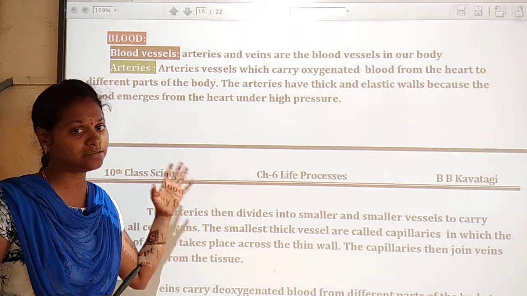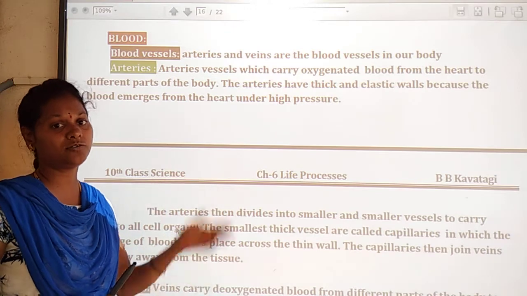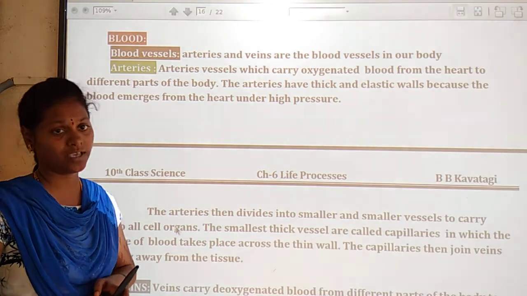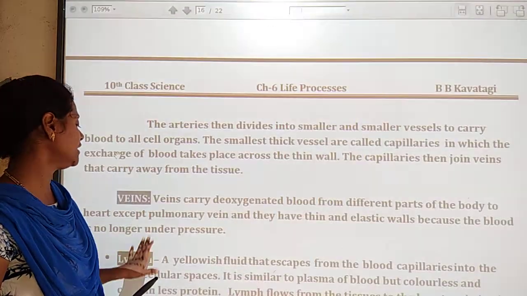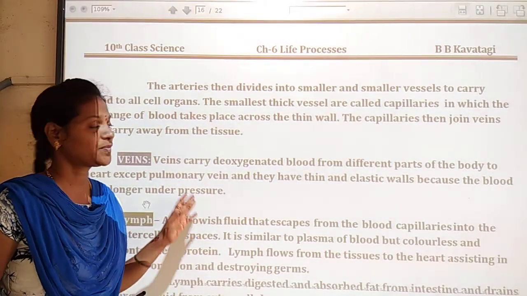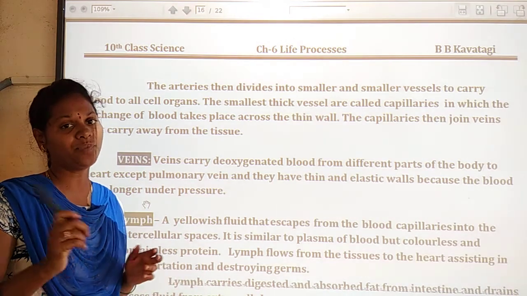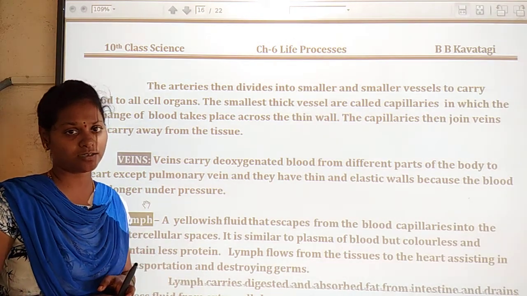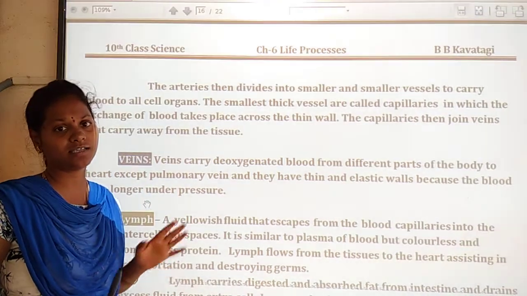Here the arteries carry the oxygenated blood from the heart to the different parts of the body. Okay, so this is the main function of the arteries. And then the function of the veins. Here the veins carry deoxygenated blood from different parts of the body to the heart. Okay, so these are the functions of the arteries and veins.